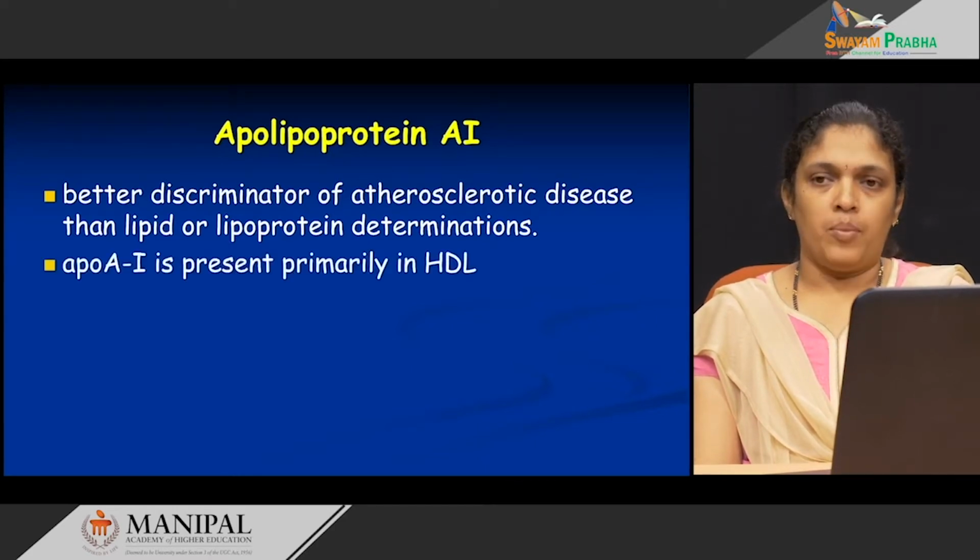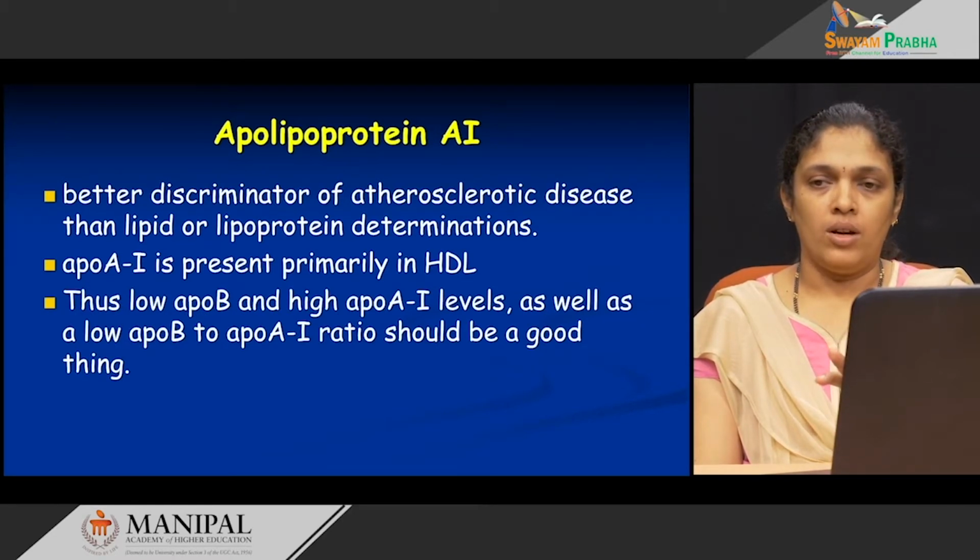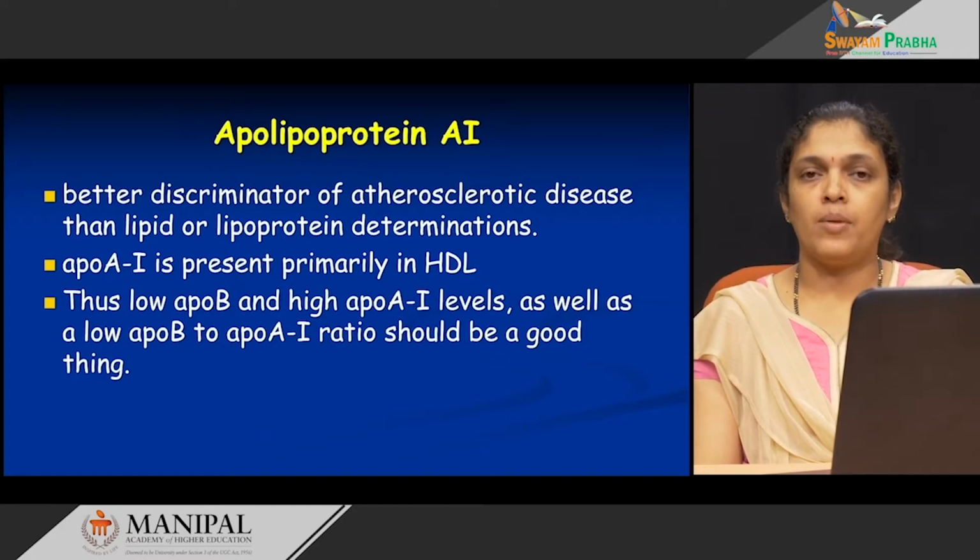As already said, ApoA1 is a part of HDL. So, the higher the levels of A1, the better. So, low levels of ApoB and high levels of ApoA1, that is a low ApoB to ApoA1 ratio, would be a good thing, because we know that ApoA1 is a part of HDL. The more HDL, the better for us. So, the higher the level of ApoA1, the higher the levels of HDL.